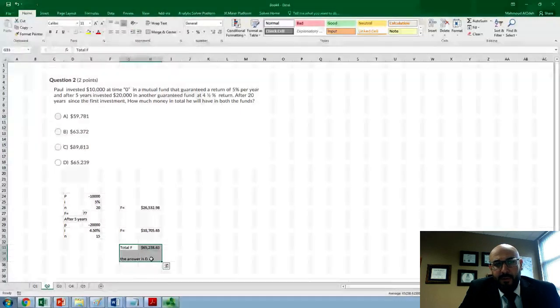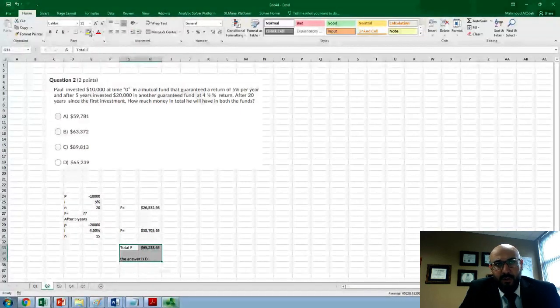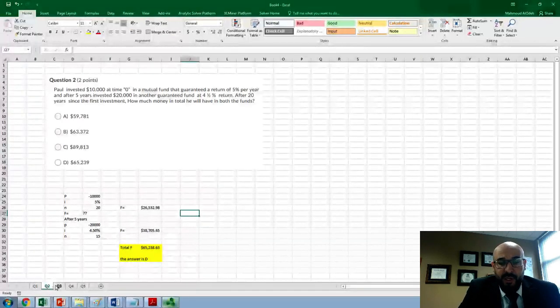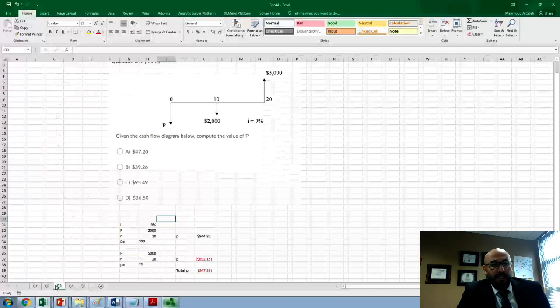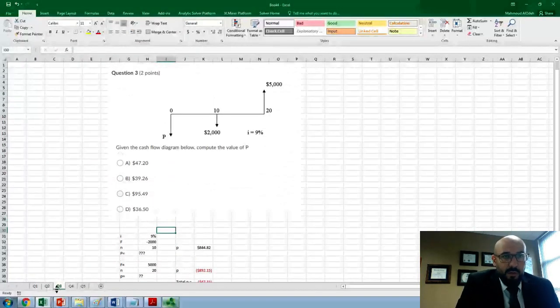If you're doing this for a homework or a discussion, it would be really nice to highlight the answer in yellow, just to give me an idea that this is the answer. However, since this is a quiz, you could just select D and move to the next question. Next question, question number 3.